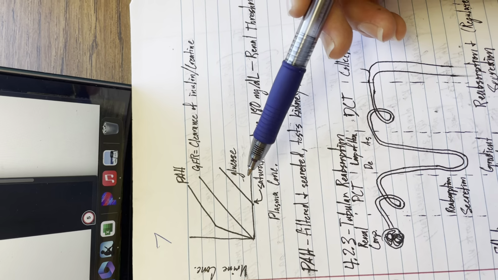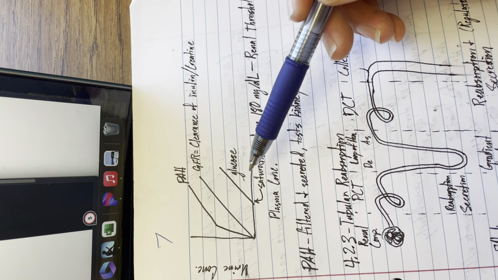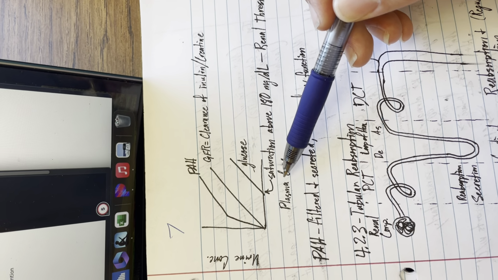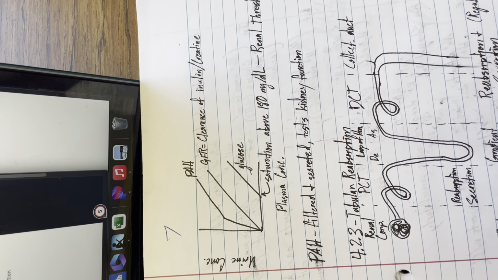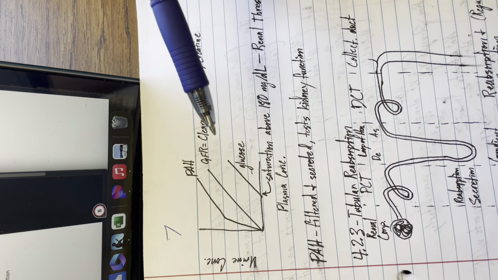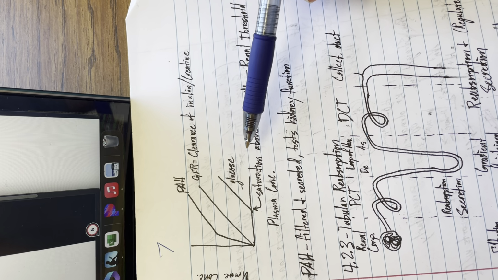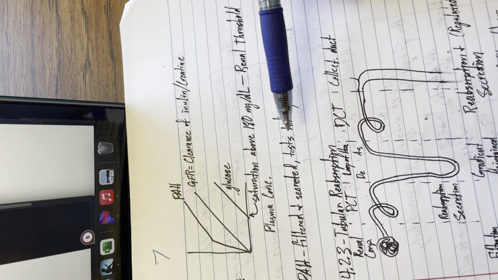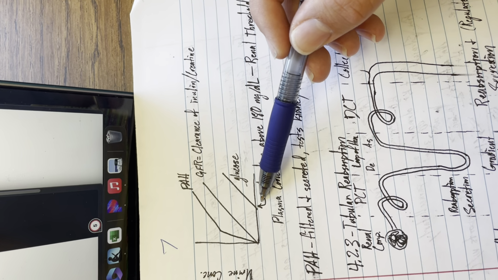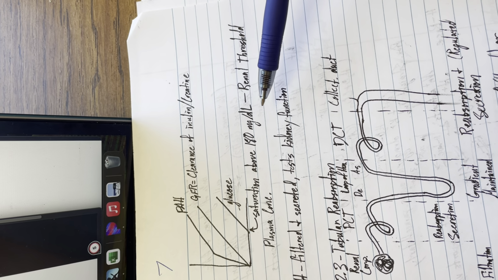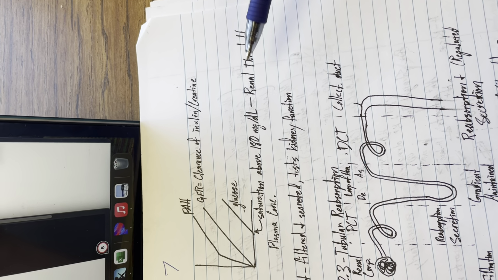Other things like glucose will reach a certain saturation point wherein there is more in the plasma than there is in the urine. Glucose, for example, should be filtered out completely and reabsorbed entirely. But if it is not, then you see this point, there's a saturation point above 180 milligrams per deciliter. That's your renal threshold.